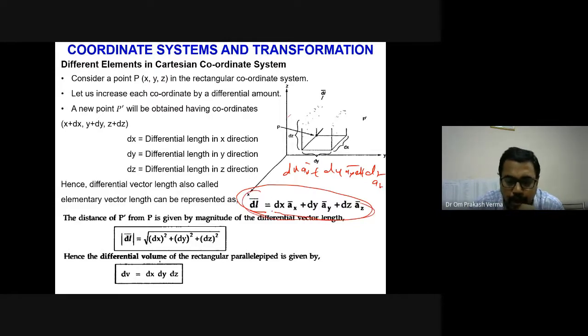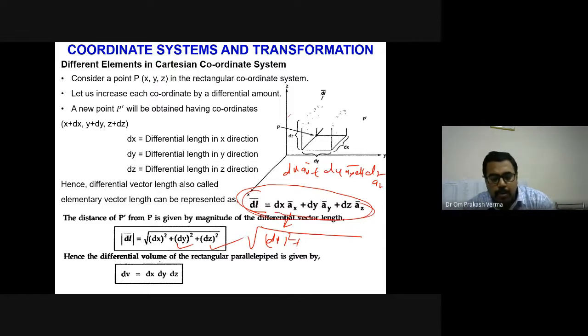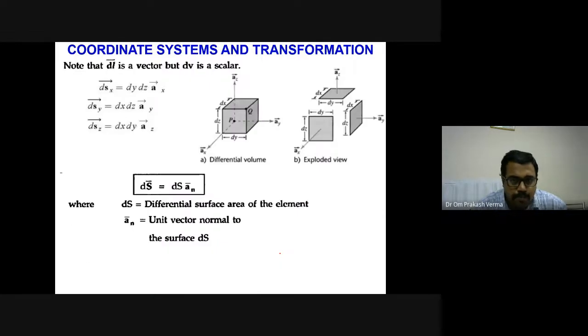Okay. And how is the magnitude of this dl vector calculated? Same fundamental: the square root of dx square plus dy square plus dz square, right? And how will the volume be calculated? The differential volume is dx dy dz. Okay, and it represents what? It represents simply the parallelepiped. Okay, parallelepiped. So now come to the next picture, that is the surface.